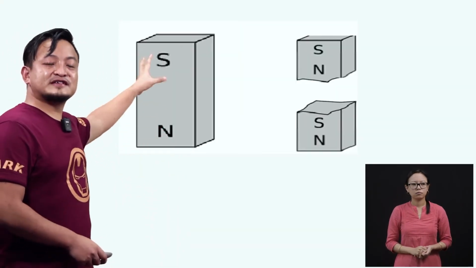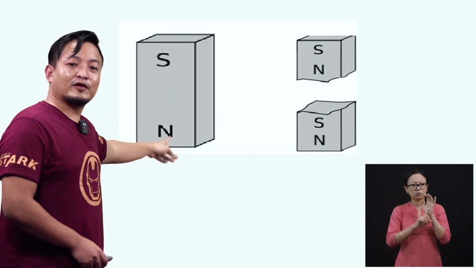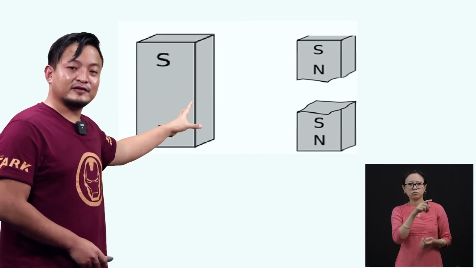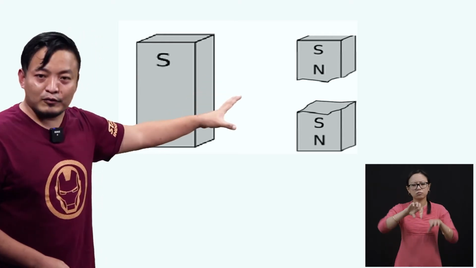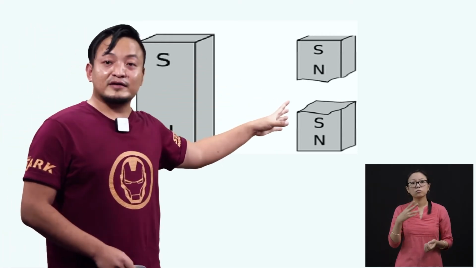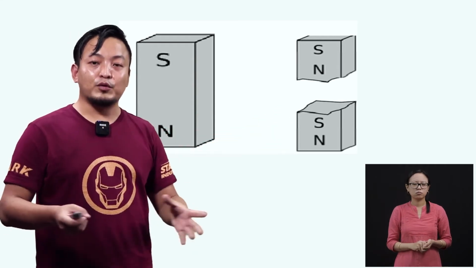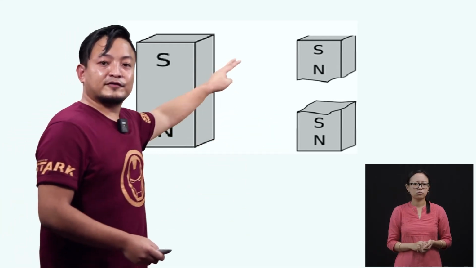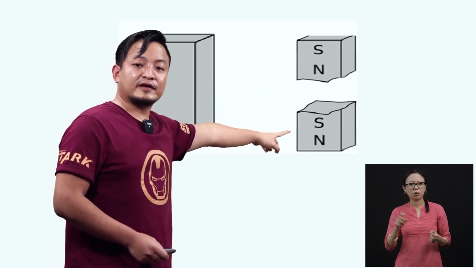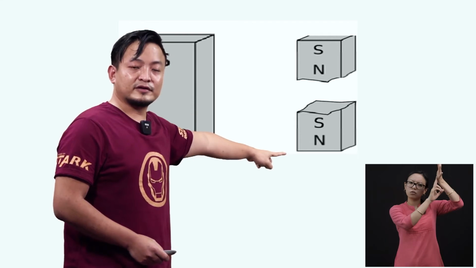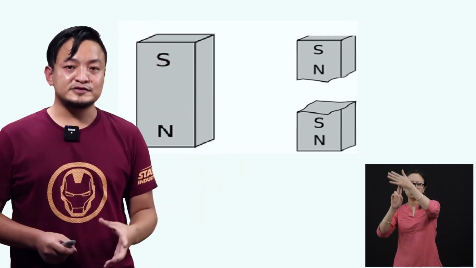Okay, suppose this is a bar magnet. We have a North Pole and South Pole. If you break this magnet, what will happen? Even if we break this magnet, they will develop the poles. Now we have a south pole there and north pole there, and another south pole here and north pole there. So they develop their poles.